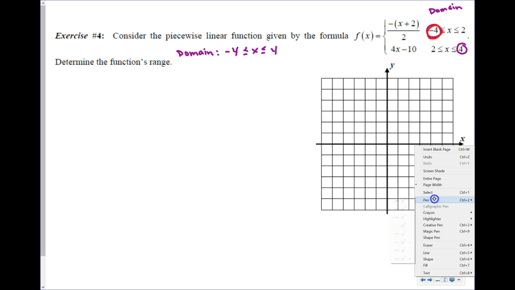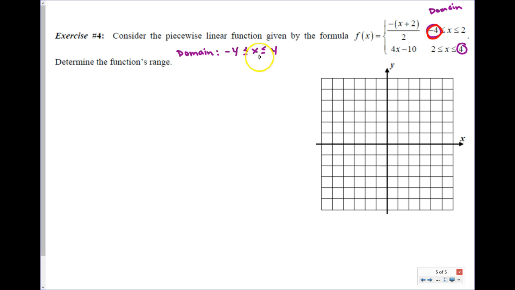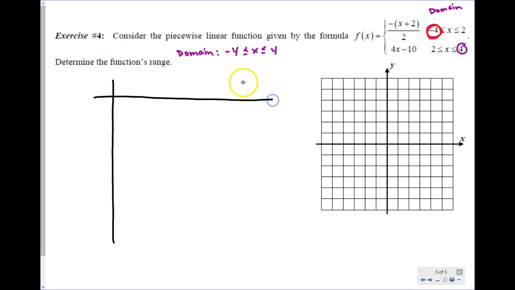The best way to solve this problem is to make a table for all these values in the domain. So I'm going to make a table, and I'm going to try and find all the values I need. This is my range. I have to find these y values. So I'm going to start with -4, and I'm going to go all the way up to +4. I don't know how much room I need, so I'm going to go one at a time.